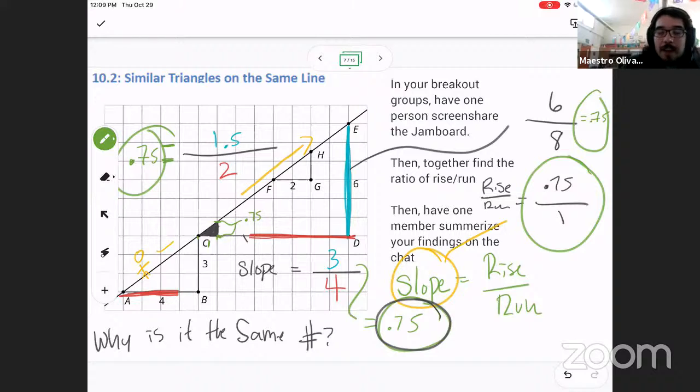We didn't get to finish the lesson, but I think this class has a better grasp and understanding of what slope is. And I'm gonna find out after you do your homework today.